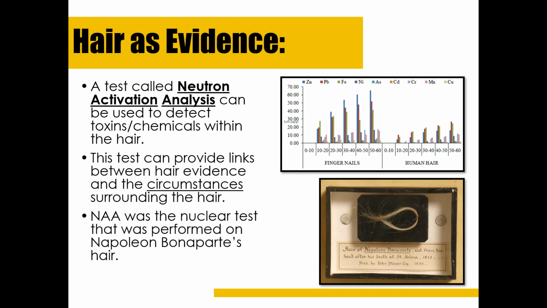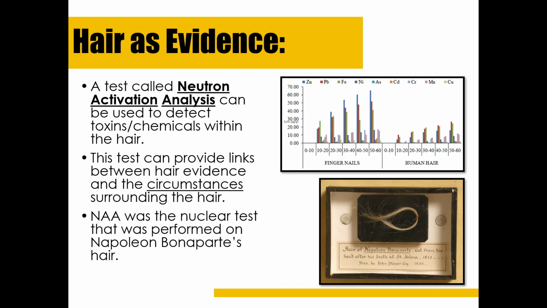There's a specific test that I want you to know about. It's called the neutron activation analysis. It can be used to detect toxins or chemicals within the hair. And this test can provide links between hair evidence and the circumstances surrounding the hair. It can sort of paint a picture of the victim and maybe their lifestyle, or, if they were poisoned, we would be able to determine that with neutron activation analysis.